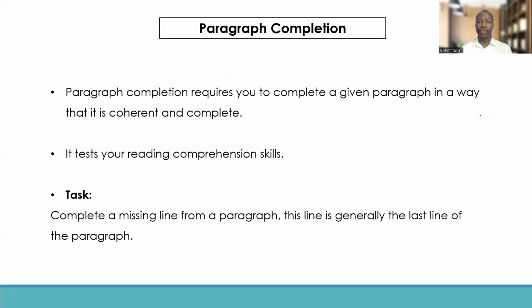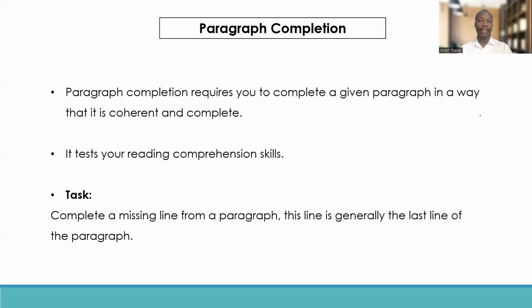So it is up to you to read through the passage, understand the information in that passage, and apply that information or relate to that information to an answer choice that would probably be the last sentence of that paragraph. So we usually test your reading comprehension skills. If you're really good at reading comprehension, that is, being able to read through lines of text, understand that text and apply that information to the question you're asked, then you'll do well in this question type.